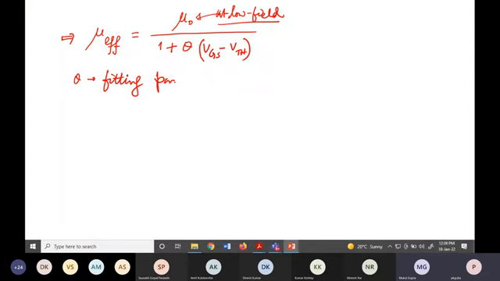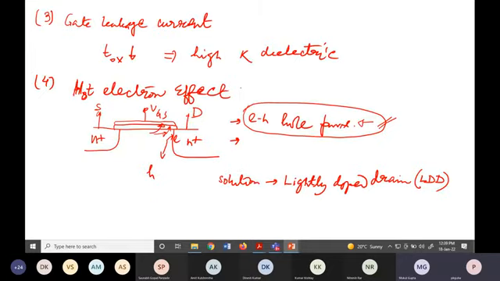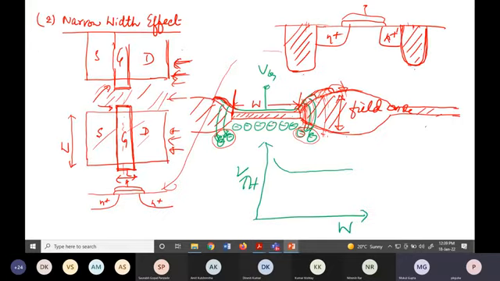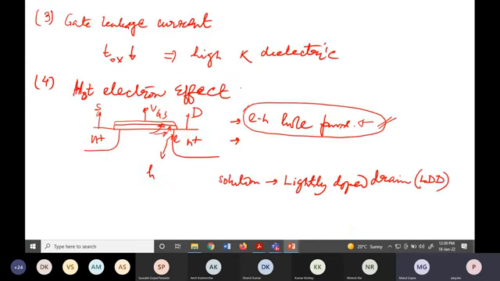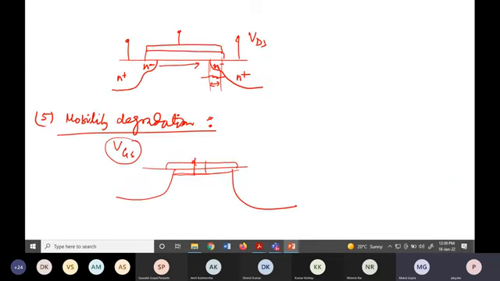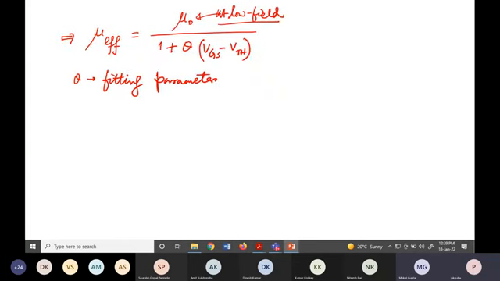By the way, I am discussing all this from Rajavi's book, but this part, narrow width effect, NW, is not in Rajavi's book. Rest of the things, whatever I'm discussing, more or less they are in Rajavi's book.